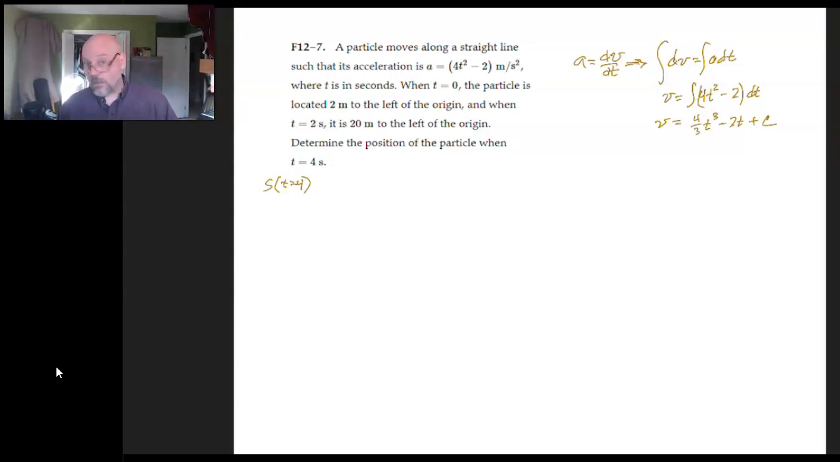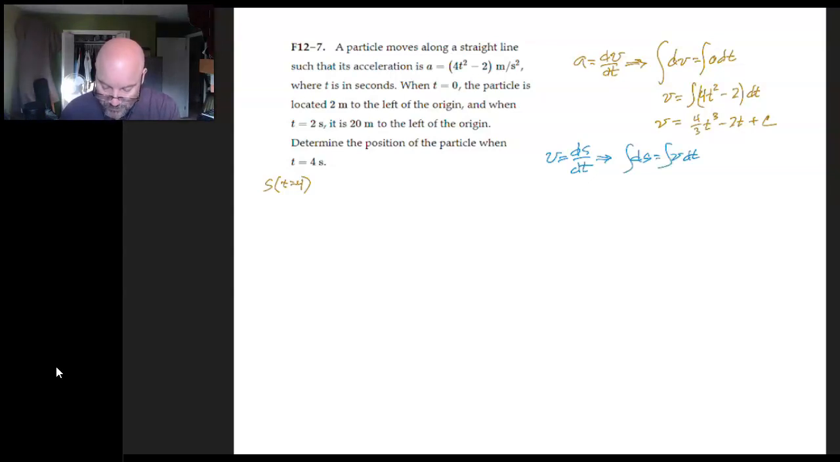So now we're going to do it all over again. And so we're going to say here that V is, I'll use S, ds dt. So if we rearrange that, we're going to have ds is V dt. Integrate both of these.